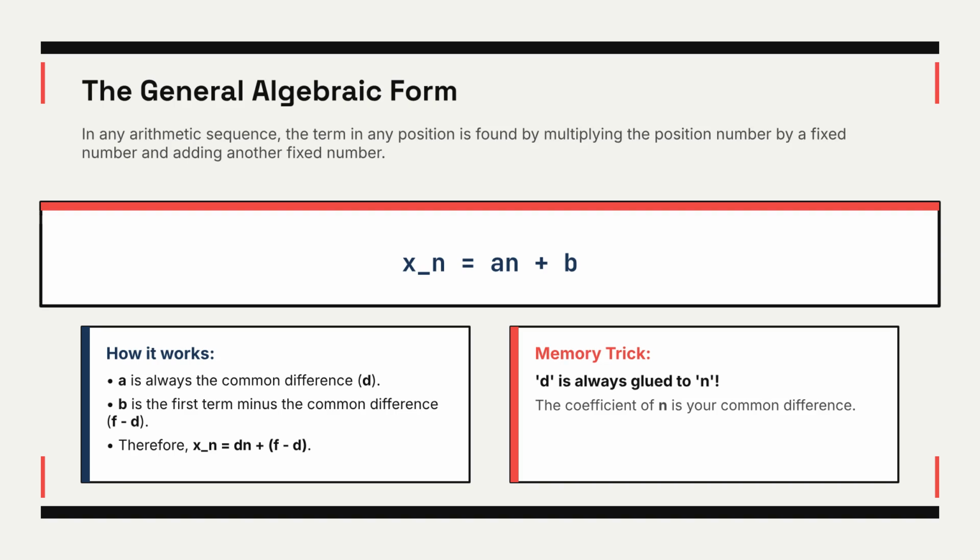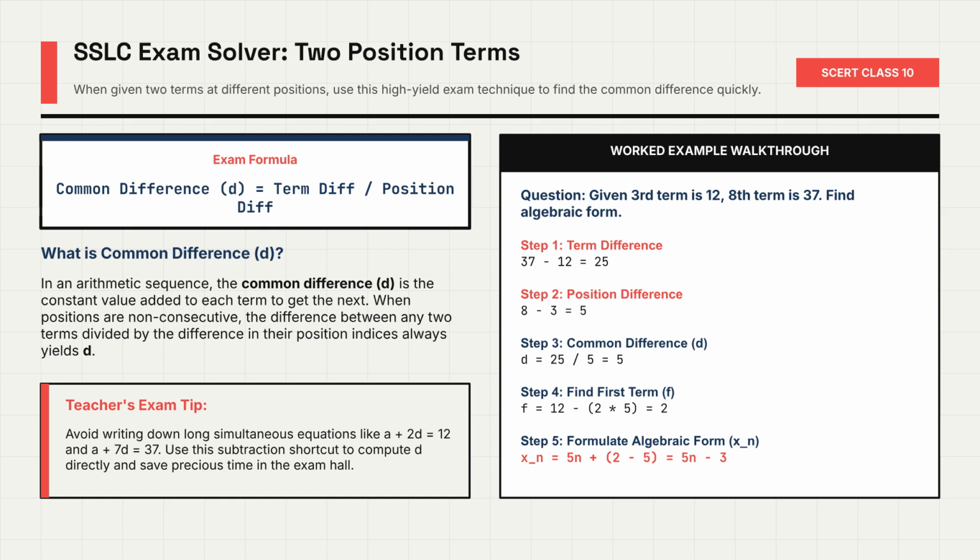Here, a represents the common difference, and b is the first term minus the common difference. When you have two terms at different positions, you can find the common difference by dividing the term difference by the position difference. This is a great shortcut to save time in the exam hall.